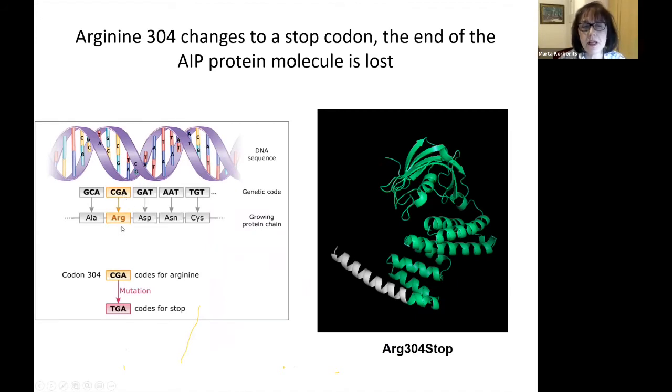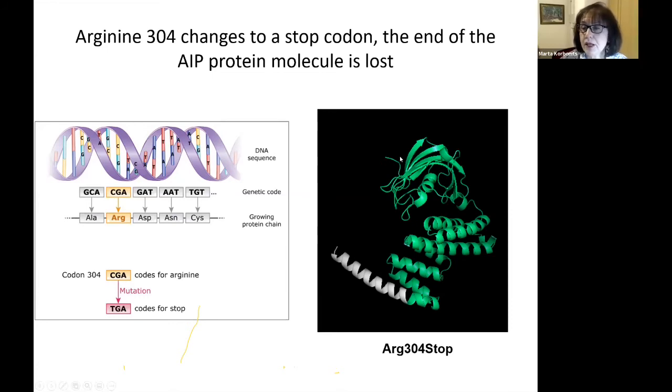However, if there is damage to this DNA, and one of these base pairs changes, so for example, this C changes to one of the other building blocks, T, then CGA becomes TGA. And this TGA is a code for a stop codon. So the stop codon means that the protein can be built up till this point, but at that point, the protein is not synthesized any further.